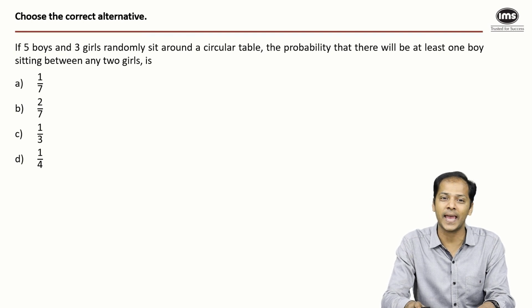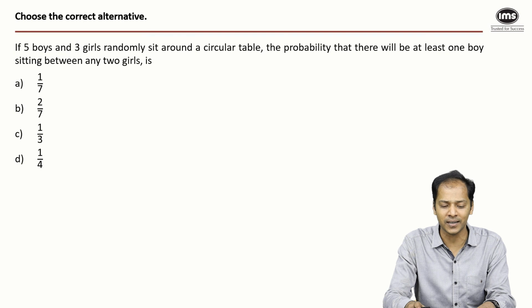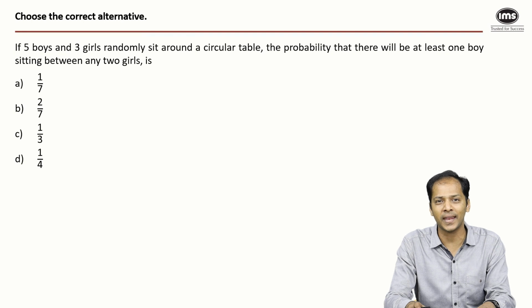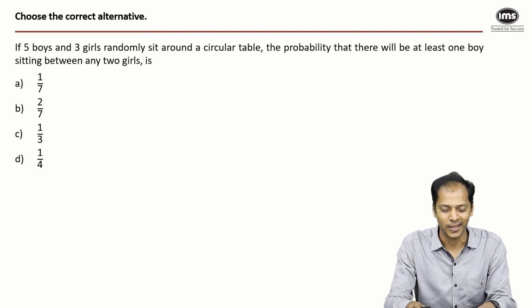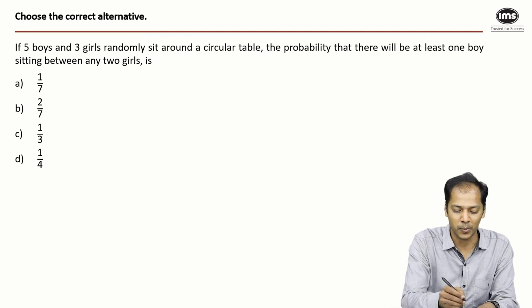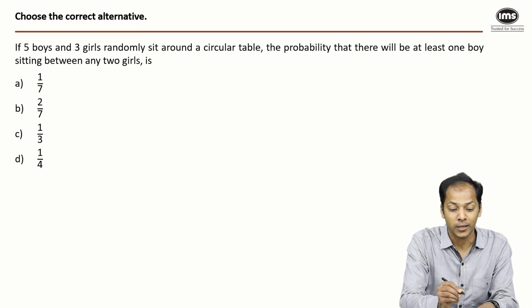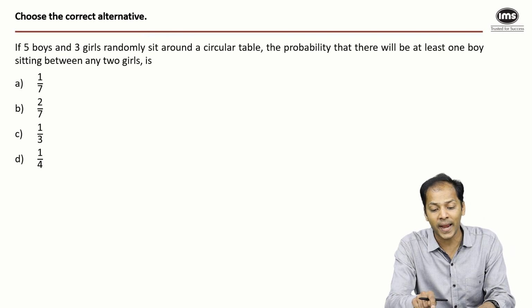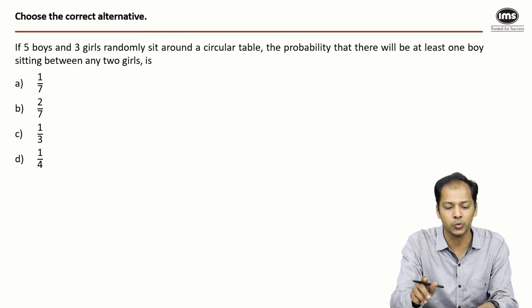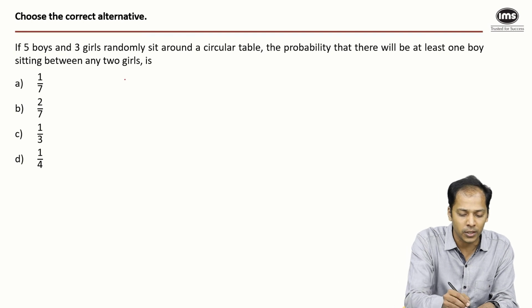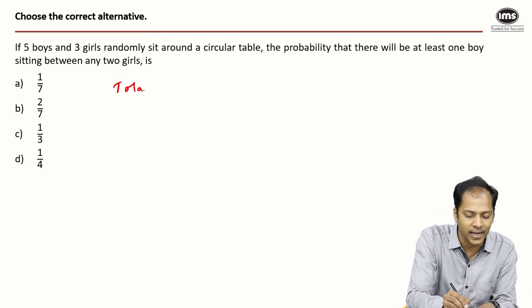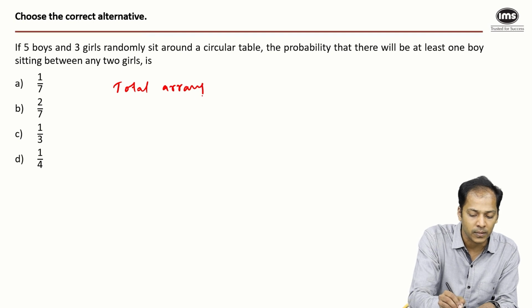If 5 boys and 3 girls randomly sit around a circular table, the probability that there will be at least one boy sitting between any two girls is. Now, here the probability that we are looking for is the probability that there should be at least one boy sitting between any two girls. So, first of all, the total cases that would be required. So, the total arrangements possible as per the given condition.